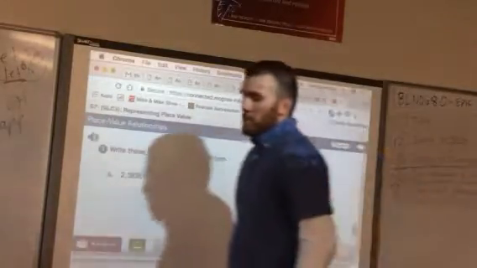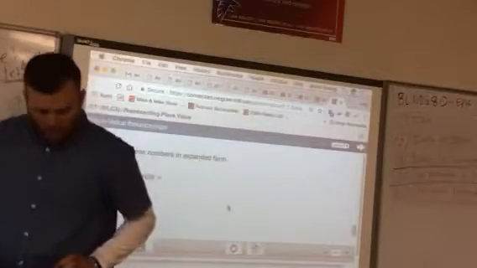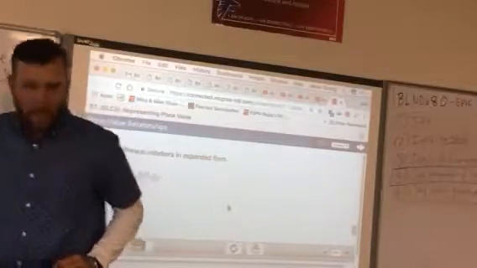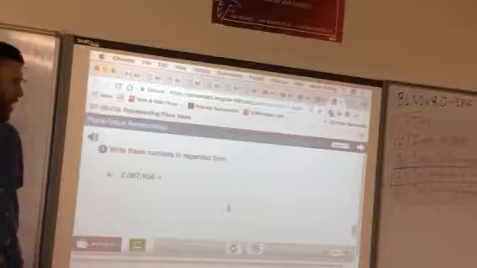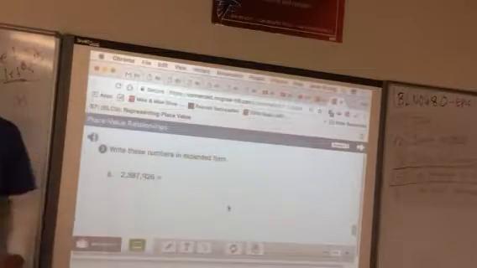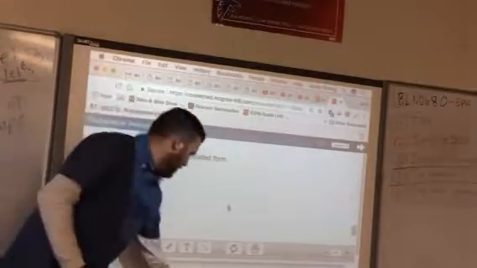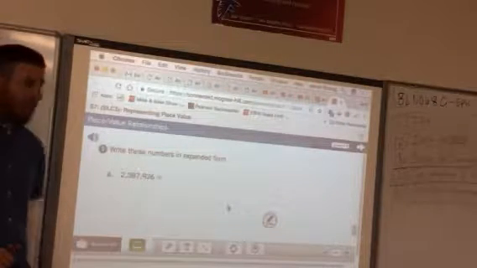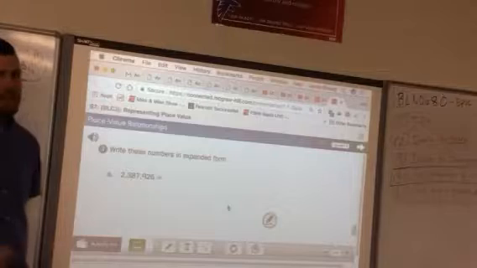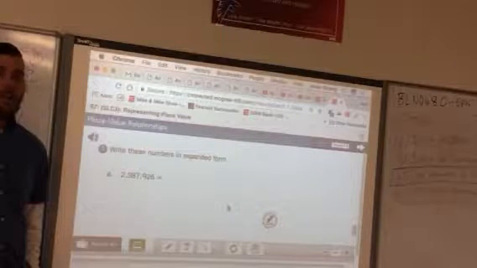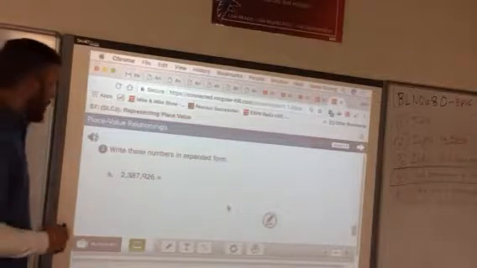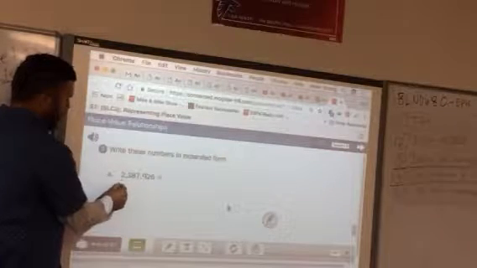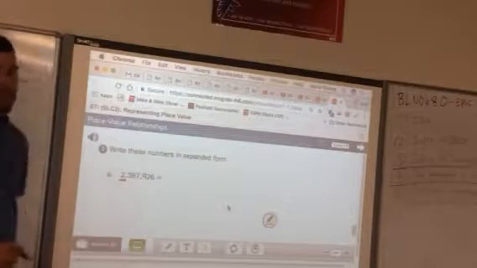The next part, number 3 on page 37, says write these numbers in expanded form. We're going to use this one as an example: 2,387,926. We have to write this in expanded form. When you write your number in expanded form, it looks like this. We're going to start with the farthest left number first. So we're going to start with our 2.